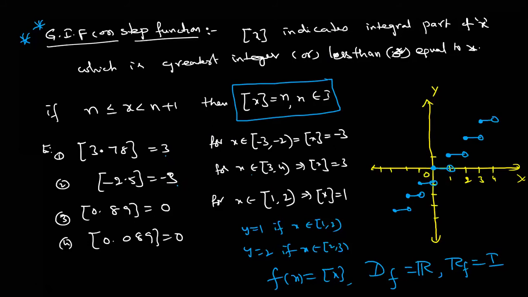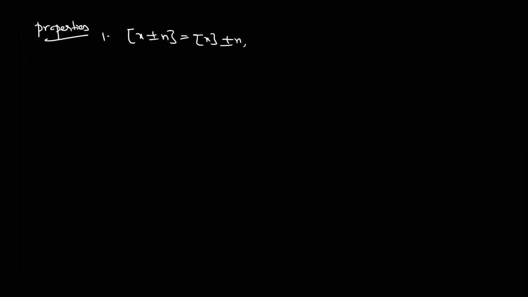Dear students, write down properties. Keep reading. So please write on. Properties of step function 1: integral part of x plus or minus n is equal to integral part of x plus or minus n, where n belongs to I. I'll give you an example. See, x plus y. You can write like that.